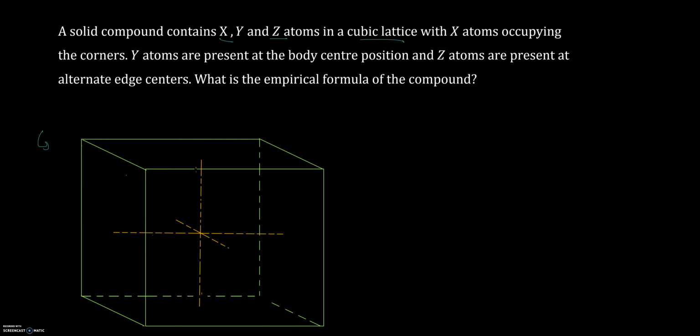This is the cubic lattice with X atoms occupying the corners. Okay, it's saying X goes somewhere. Y atoms are present at the body center positions, and Z atoms are present at alternate edge centers. I always have fun doing this kind of question. It's asking what is the empirical formula of the compound.